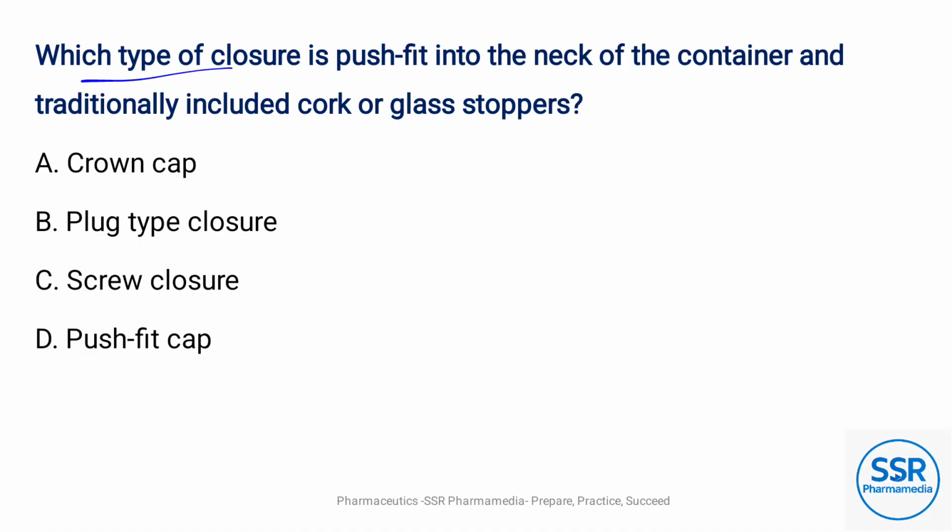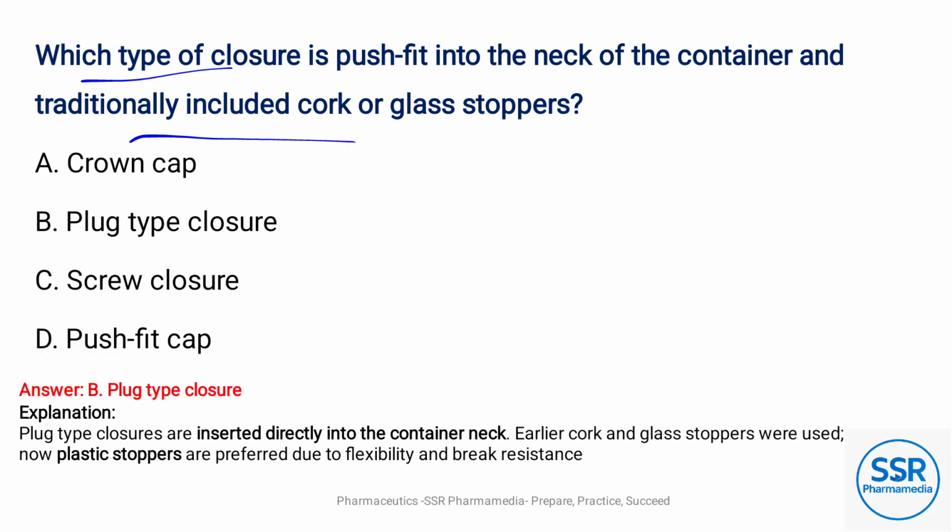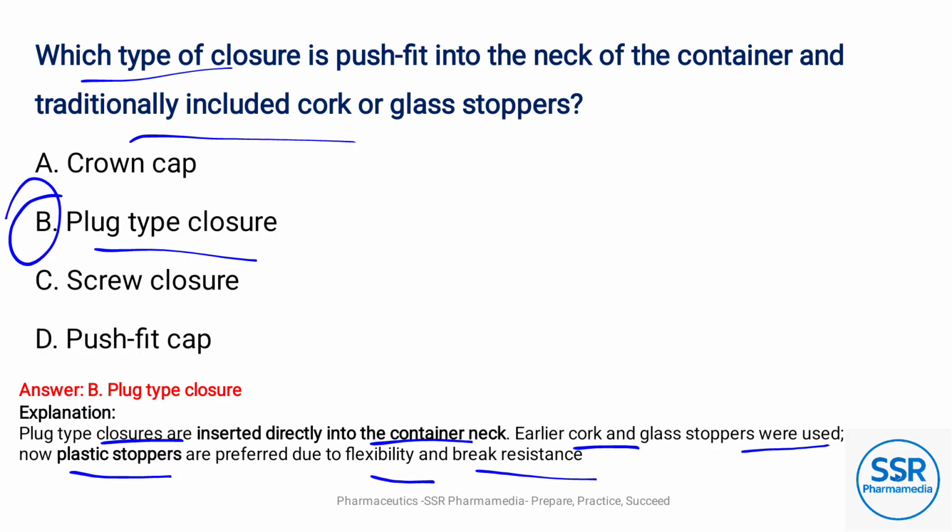Which type of closure is push fit into the neck of the container and traditionally included cork or glass stopper? The answer is option B, plug type closures. Plug type closures are inserted directly into the container neck. Earlier cork and glass stoppers were used. Now plastic stoppers are preferred due to flexibility and break resistance.